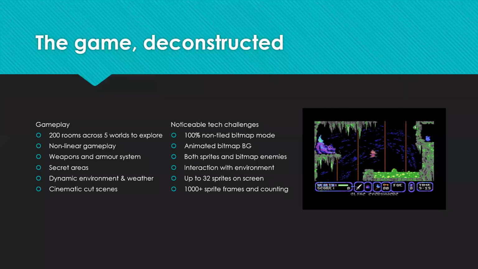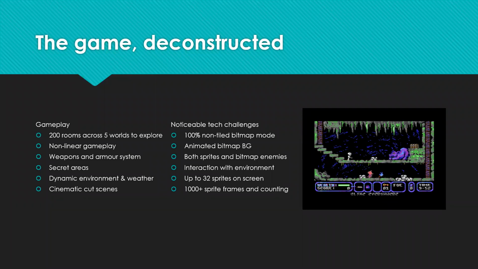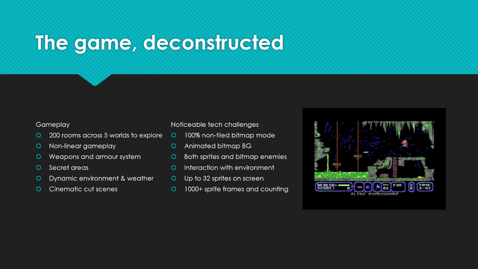And you can interact with the environment. There are up to 32 sprites on screen, which is to be expected in a modern Commodore production. And more than 1,000 sprite frames so far, but Morissette is still going at it, so expect them to grow.